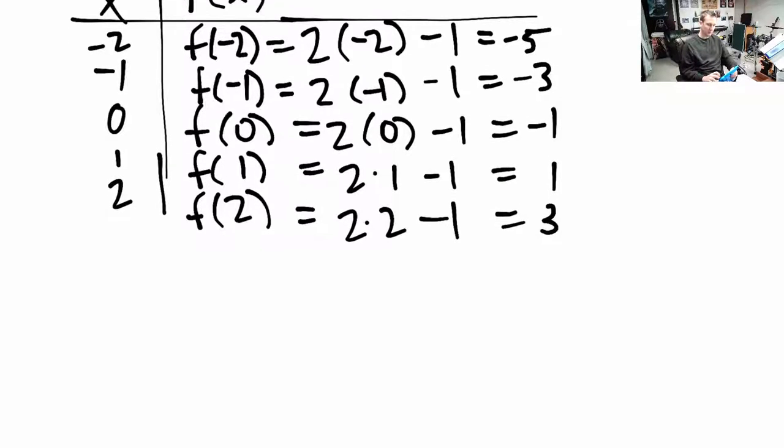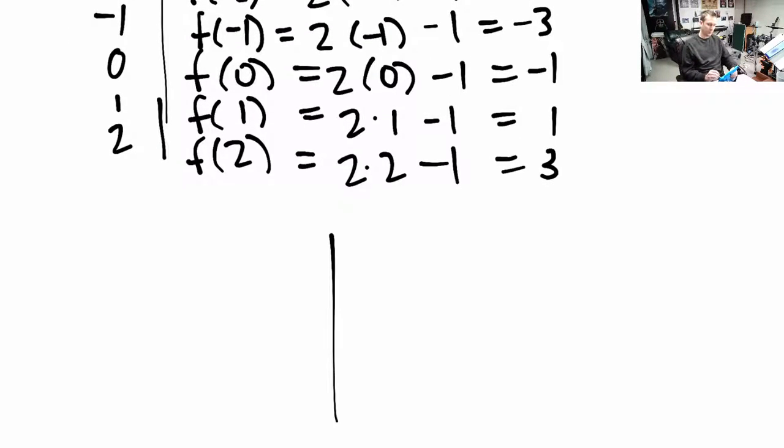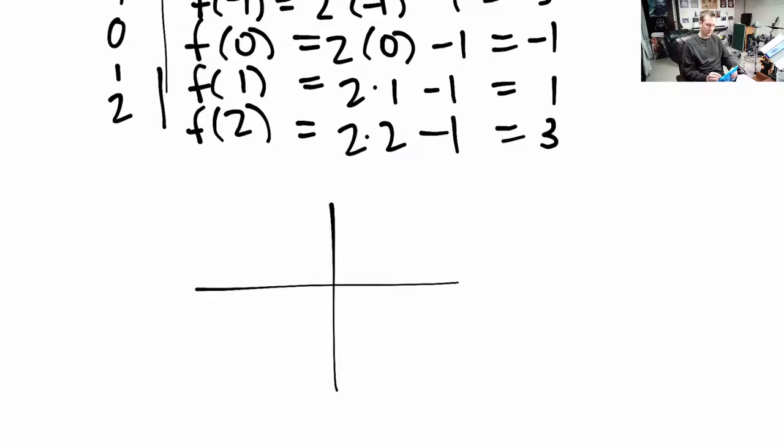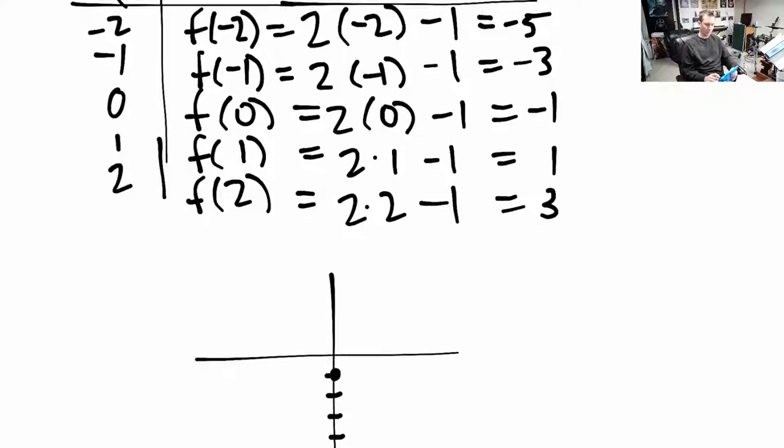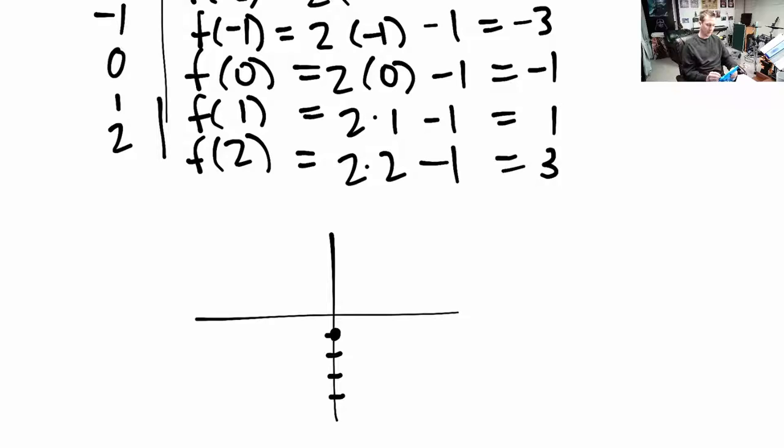It's not too hard here. We've just got 5 coordinates to plot. We've got 0, negative 1. We've got negative 2, negative 5. Negative 1, negative 3, 1, 1, and 2, 3. So we'll see how straight I plotted those. There we go. There's our function f.